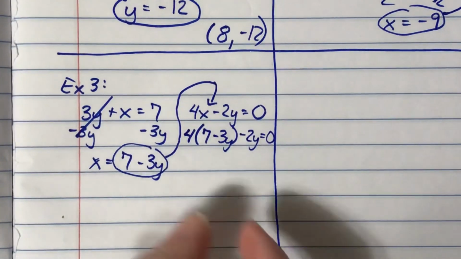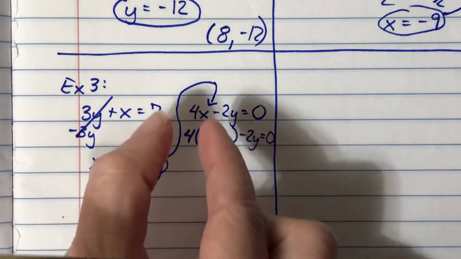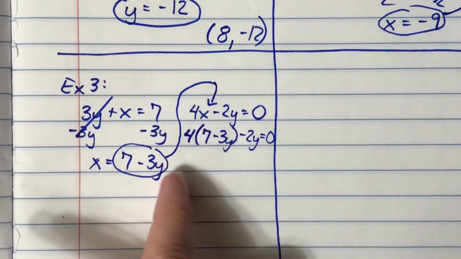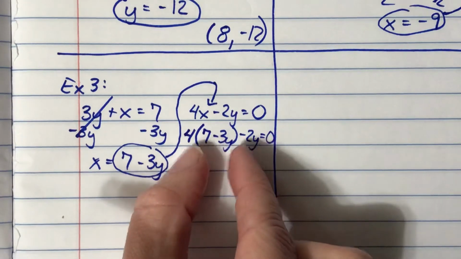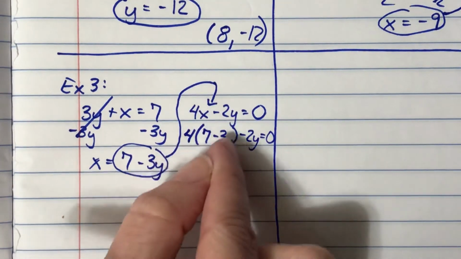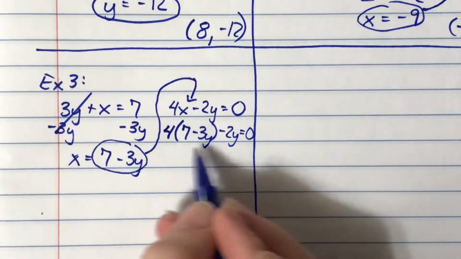But again, just take a second and make sure that you understand that since I knew that x was equal to 7 minus 3y, I picked it up and I put it in for the x. Now I put it in parentheses because of this 4. It's going to be important that it's in parentheses because it's 4 times x. It's 4 times this whole thing. All right. So now I have a little bit of math to do.